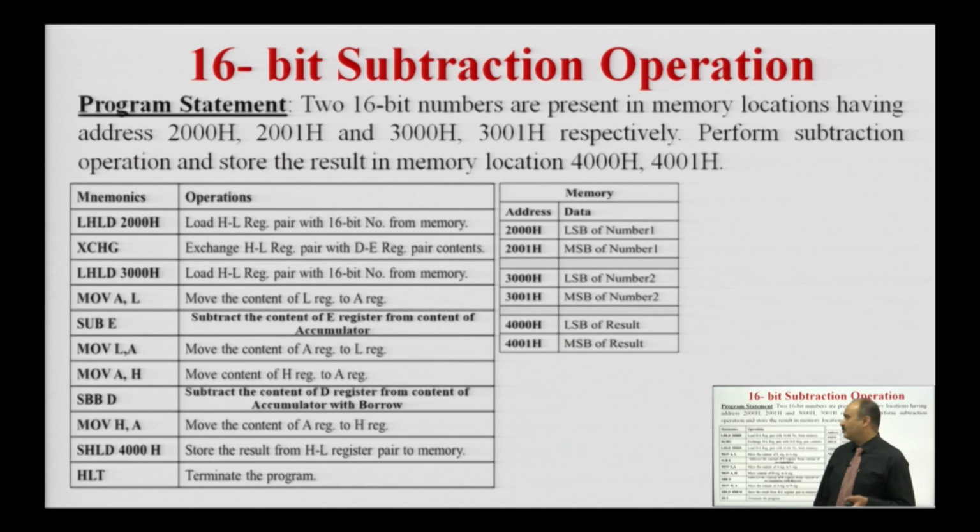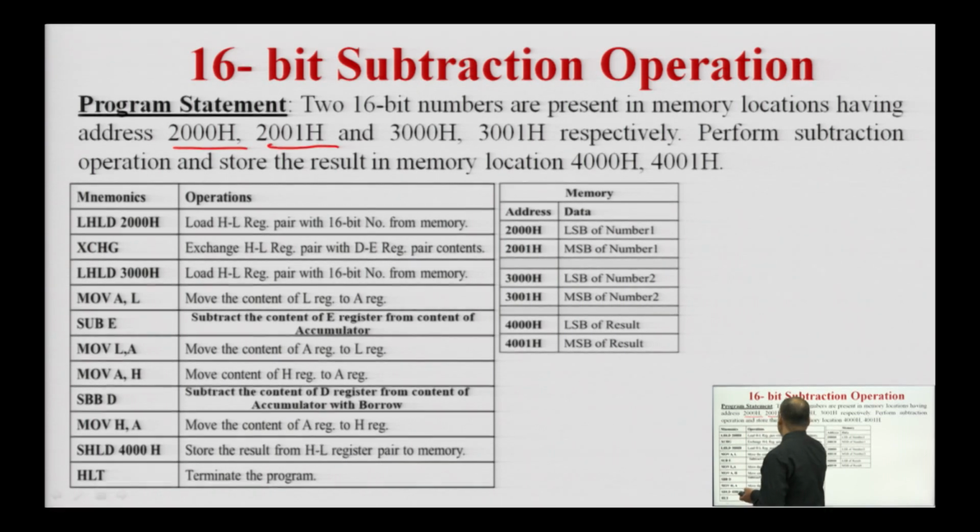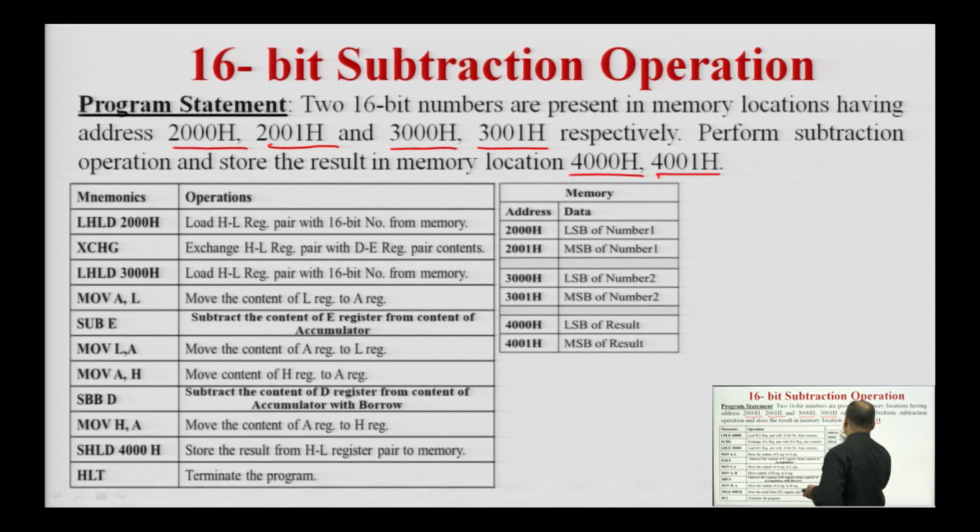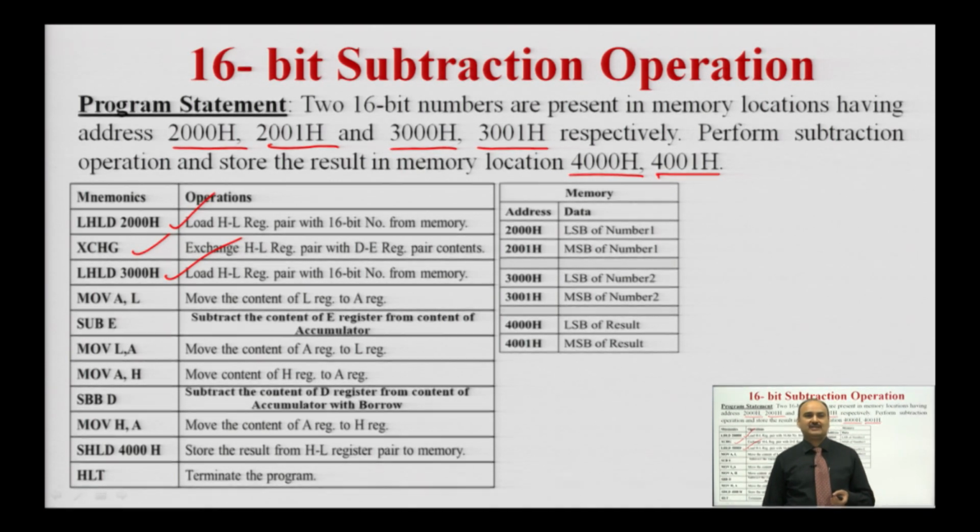Next is 16-bit subtraction operation. Again the two 16-bit numbers are present in memory locations 2000H, 2001H, 3000H, 3001H respectively. Perform the subtraction operation and store the result into memory locations 4000H and 4001H. With the help of the LHLD instruction we load the first 16-bit number and exchange it with the help of the XCHG instruction. So the first 16-bit number is exchanged into the DE register pair, and with the help of the LHLD instruction again we store the second 16-bit number into the HL register pair.